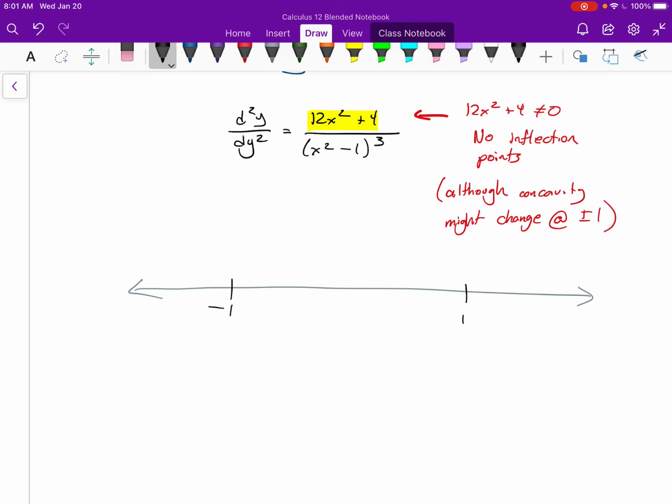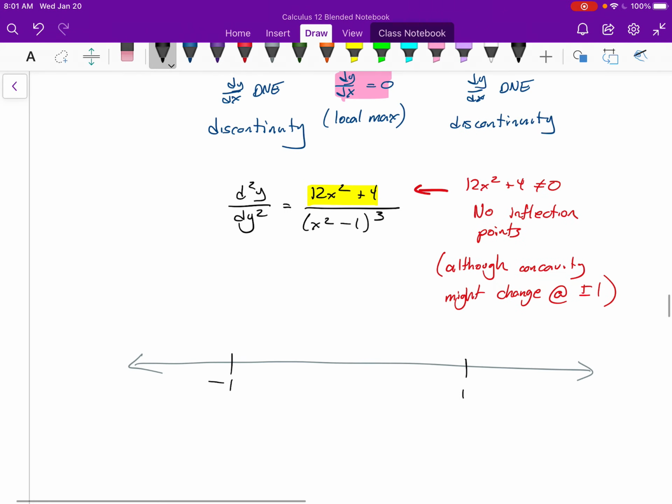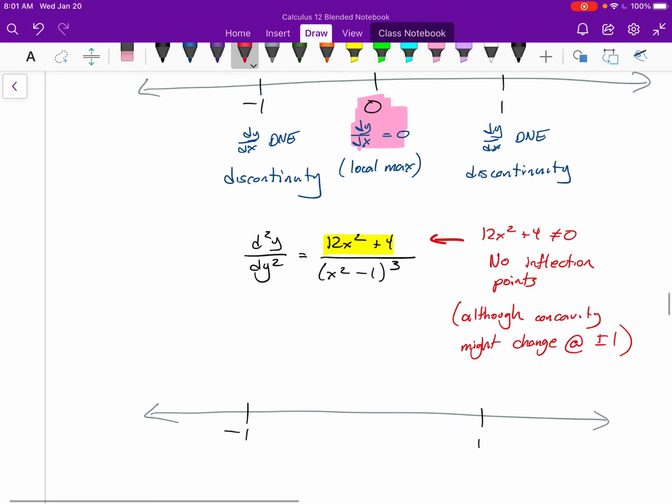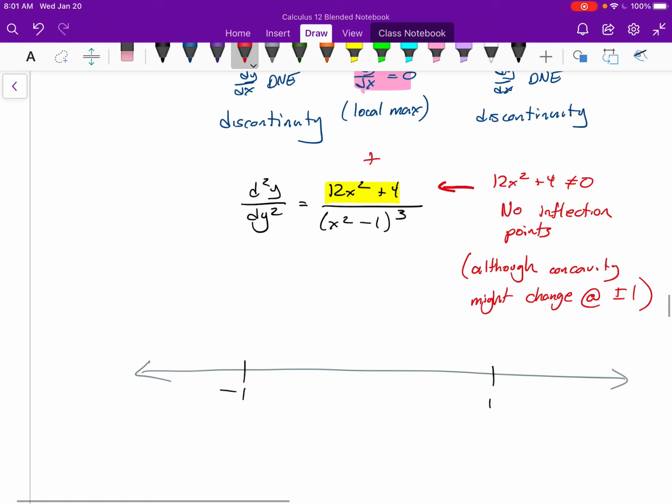And so again, pick a number less than -1, -2, put into my second derivative. And when I put -2 into my second derivative, come back here, the numerator is positive.